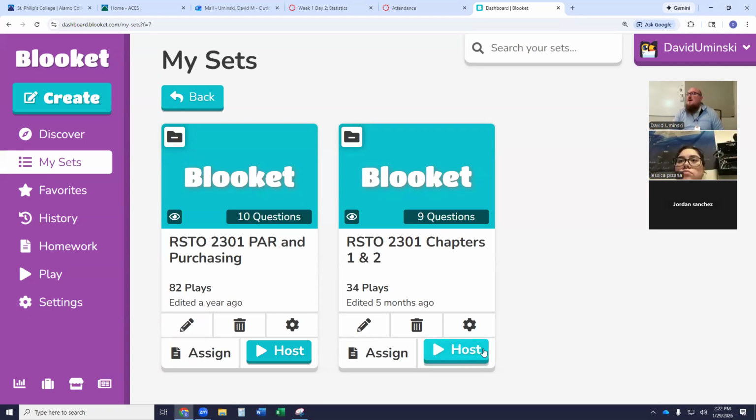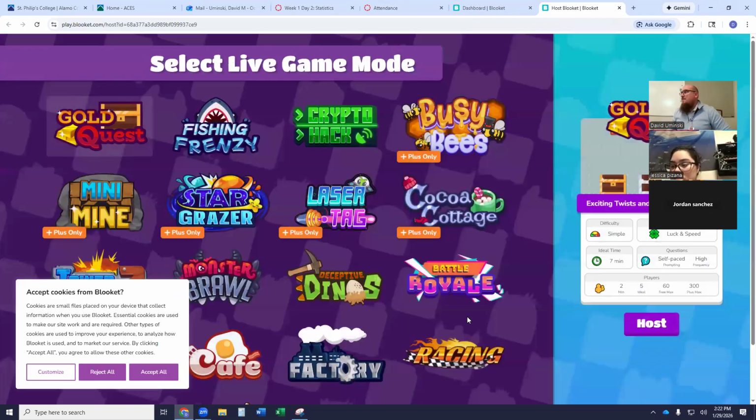So if you've not played Blooket, those of you who are online, you are welcome to join us as well. This is one of my favorite aspects of this particular program, is that you all at home, online on Zoom, can also play.